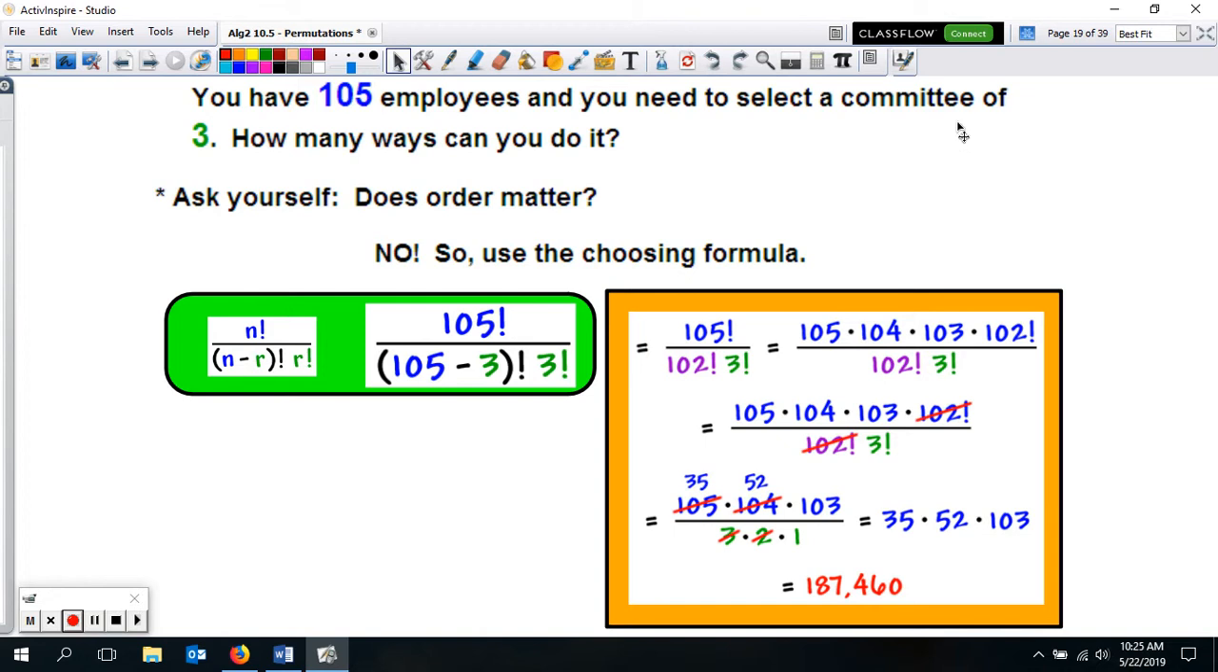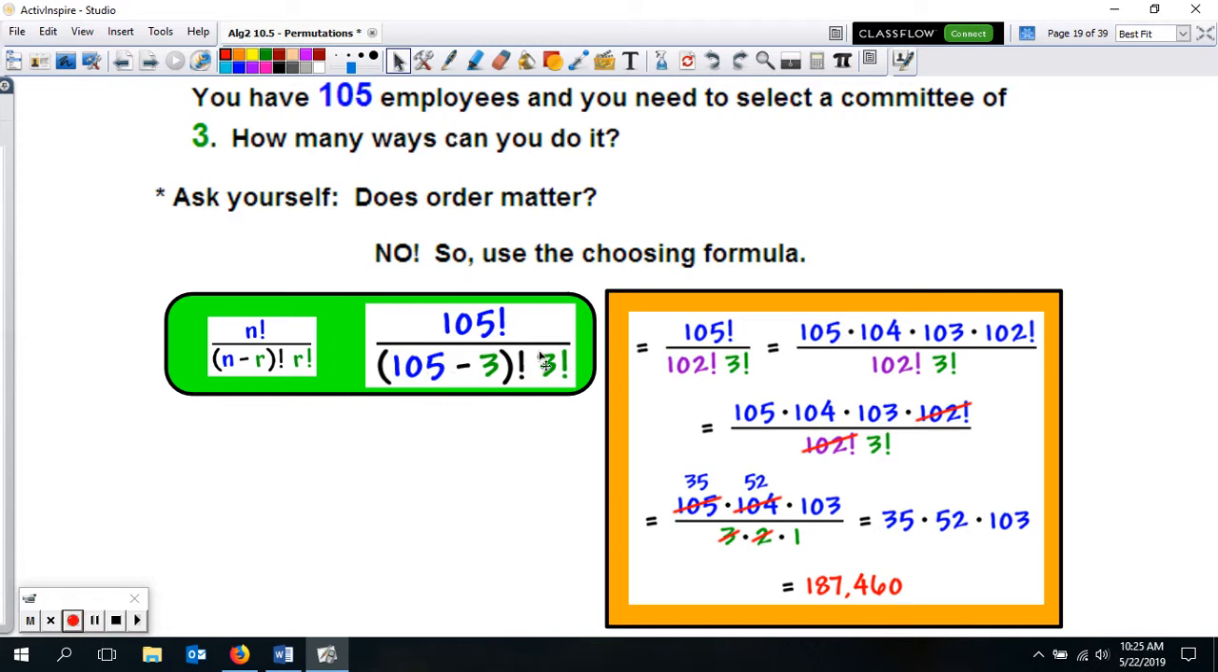You're just selecting a committee. You're not going to assign any positions on the committee. Like, you're not going to assign a recorder, and then somebody else is going to do this. There's no assignments here. You're just picking a committee of 3 people, and so you're using that formula then. So you have 105. You're going to choose 3. So there's the 105 factorial. 105 minus 3 factorial. That would be the part of that permutation.